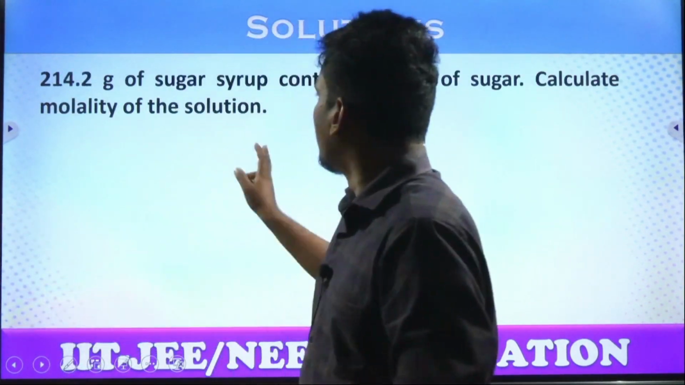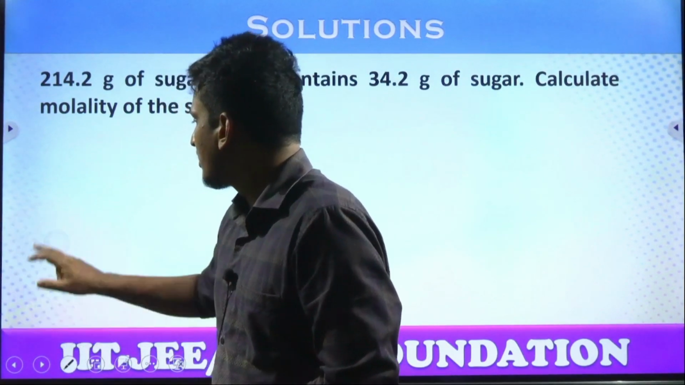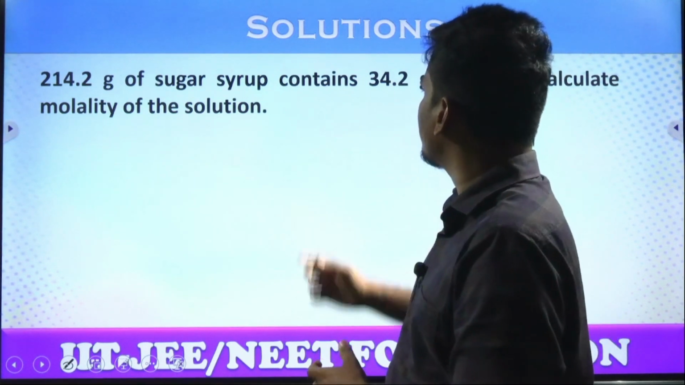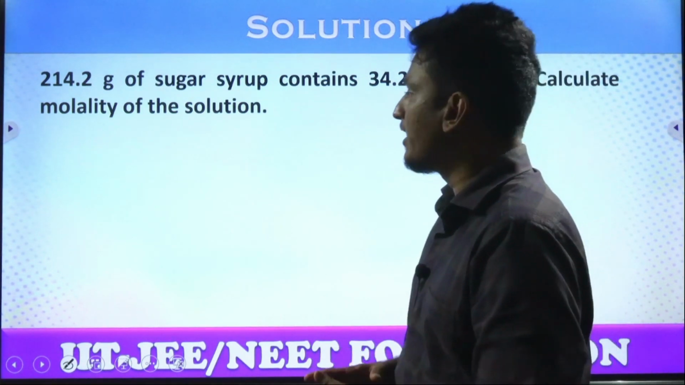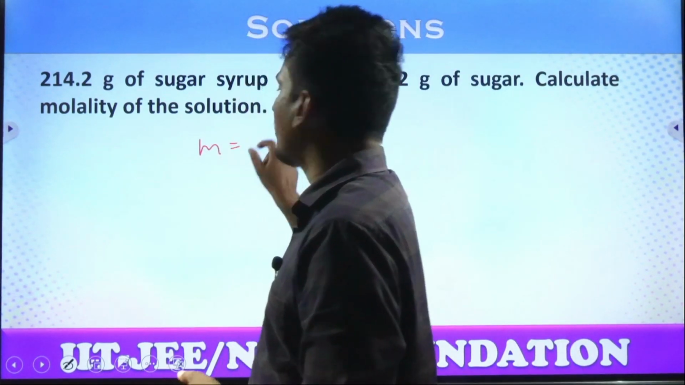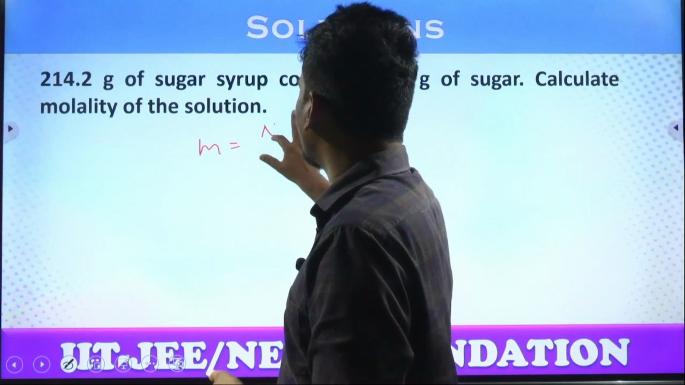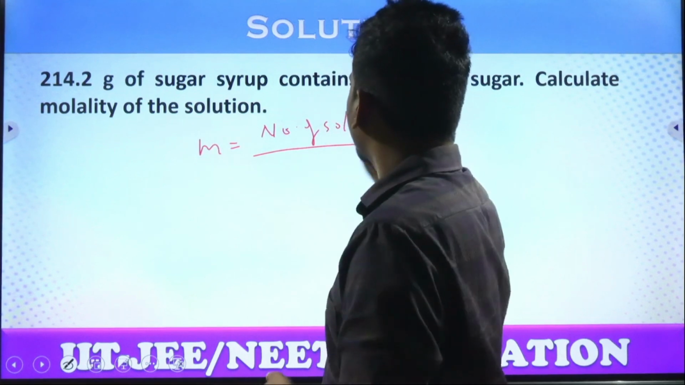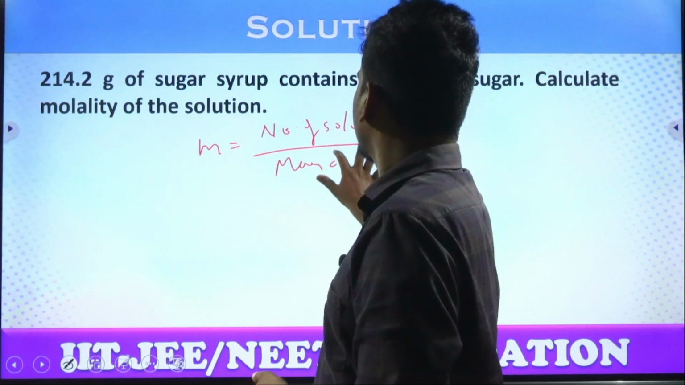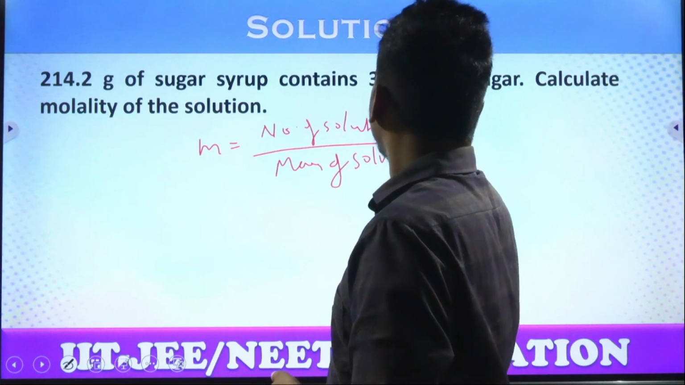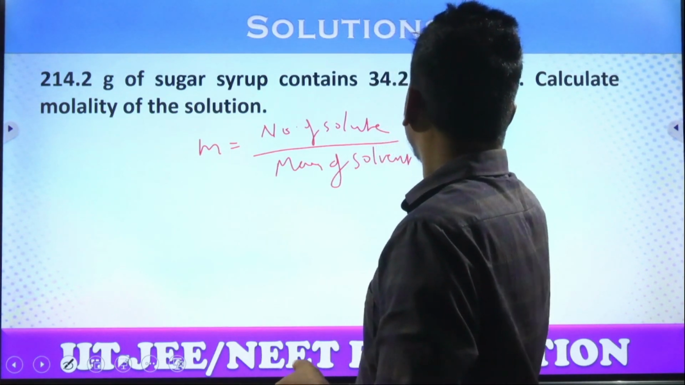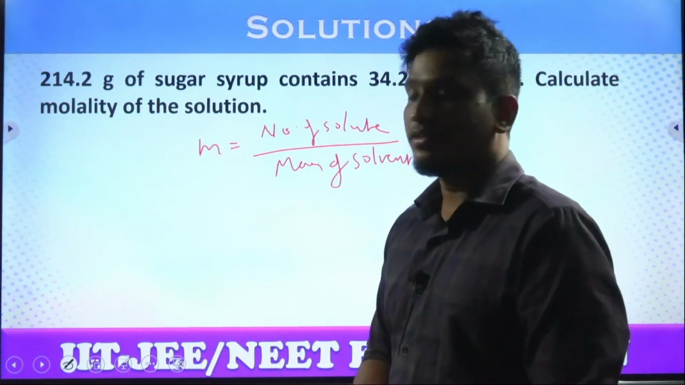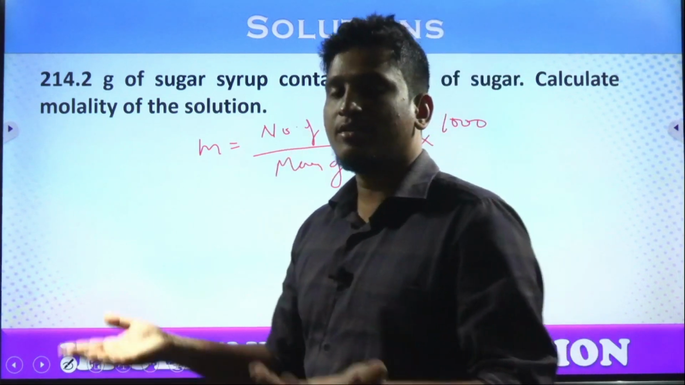Next we have a numerical on molality. So what is the numerical? 214.2 grams of sugar syrup contains 34.2 grams of sugar. Calculate the molality of the solution. Molality, small m, equal to, what is the expression, students? Number of moles of solute divided by mass of solvent, so of course, grams given, into 1000. Got the clarity, students? So how to find the number of moles of solute? Number of moles we can find by mass of the solute by gram molecular mass.